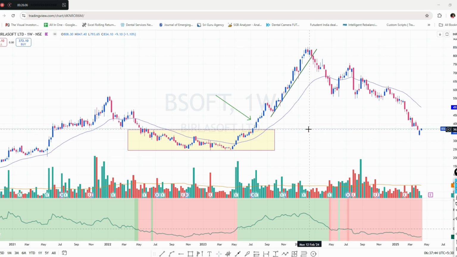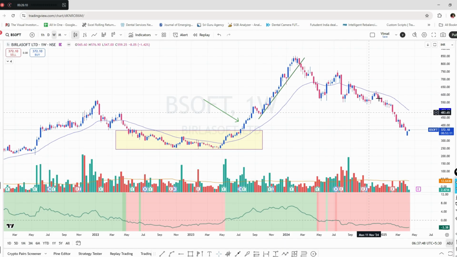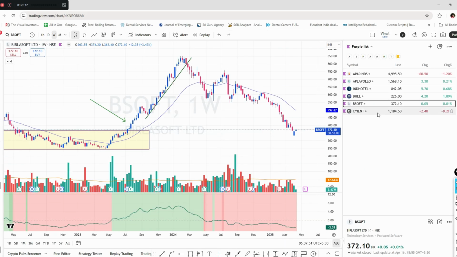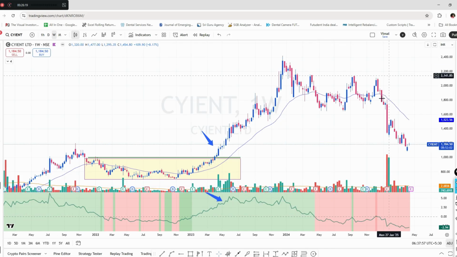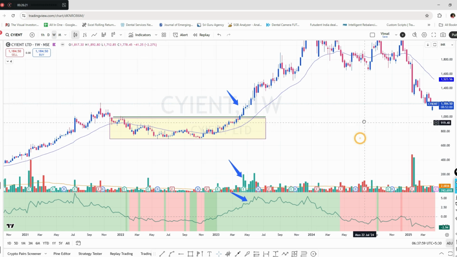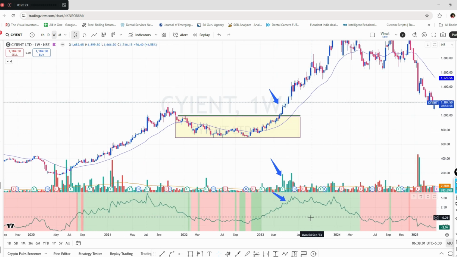I will also show you one more example if possible. Wait just a minute. Cyient was a fantastic stock. It has worked wonders for me. I was trading here exactly.